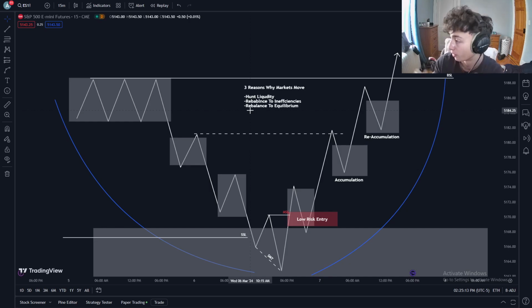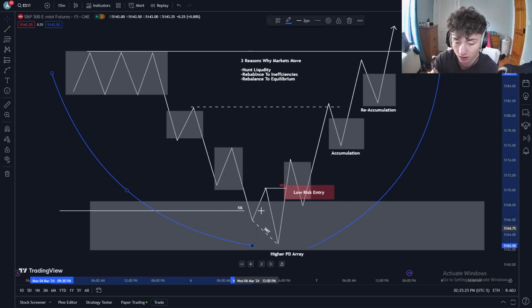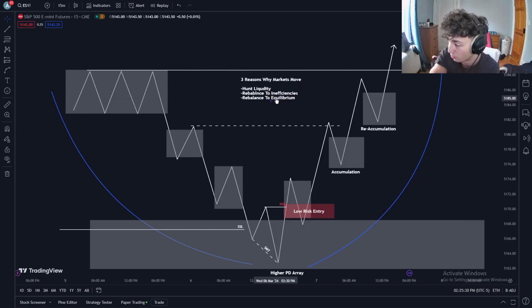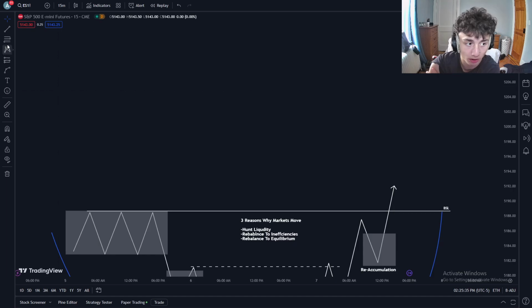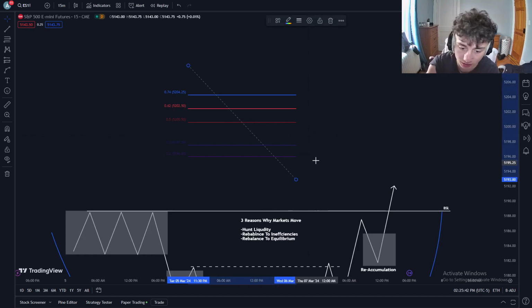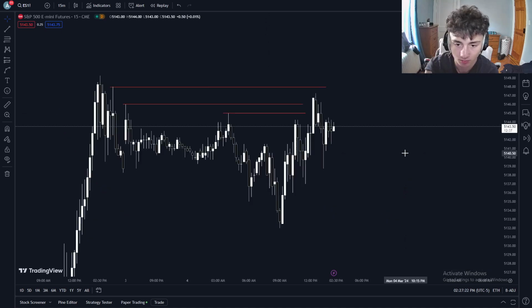Sometimes we're so overbalanced. Sometimes we're so extended on one side of the curve. Sometimes the sell side curve is too far, and sometimes the buy side curve is too deep. And so the market likes to rebalance to equilibrium, which, if you guys don't know what equilibrium is, it's the halfway point. Usually, that's what equilibrium is. So it likes to rebalance to those areas. So always remember: inefficiencies, liquidity, and equilibrium. All right.